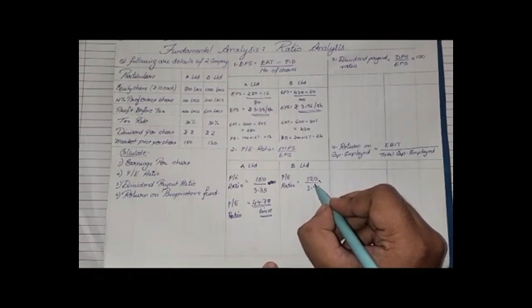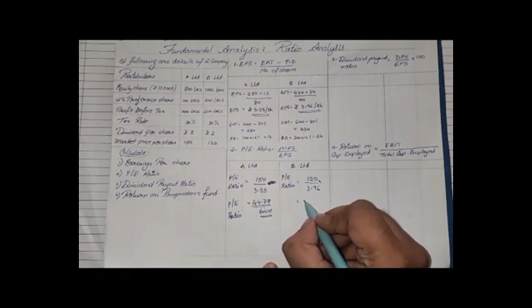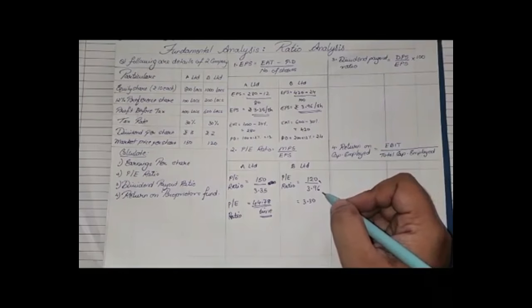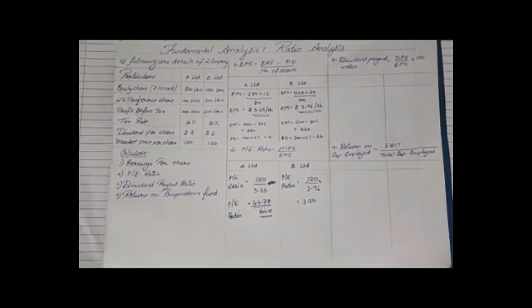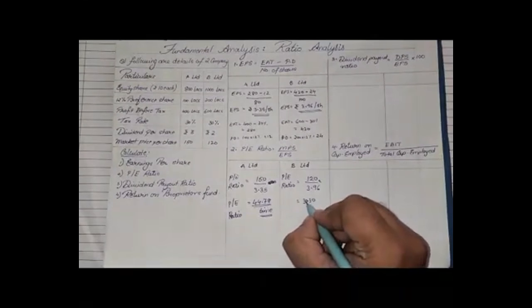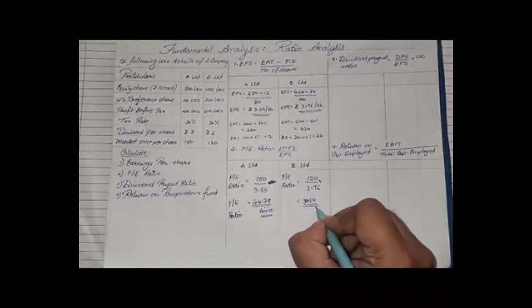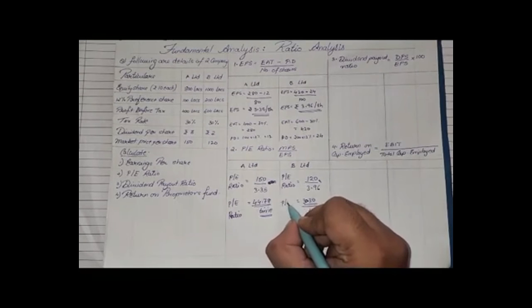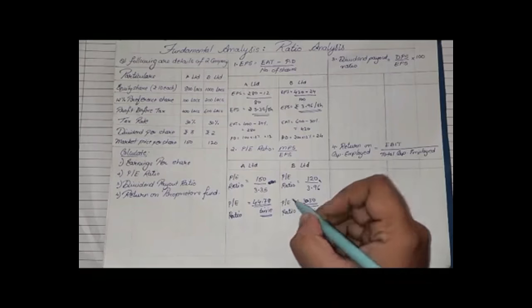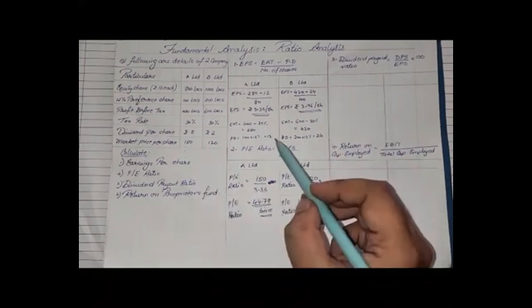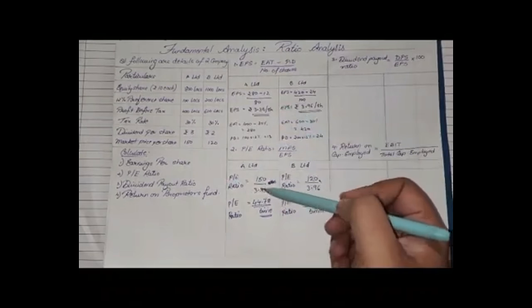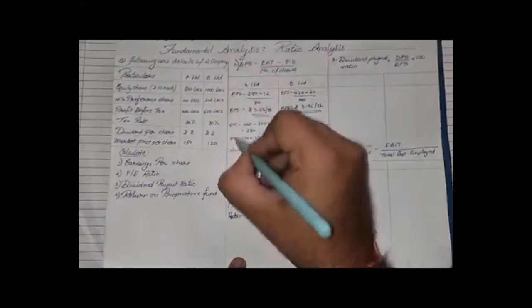So 120 divided by 3.96, the value will come to 30.30. Okay, so 30.30 times is the answer for PE ratio for B Limited. So very simple. It was market price, which is there in the question, and EPS, which we have already found. That was the first and the second formula. Third, what they've asked us to find. So this was my first, this was the second.